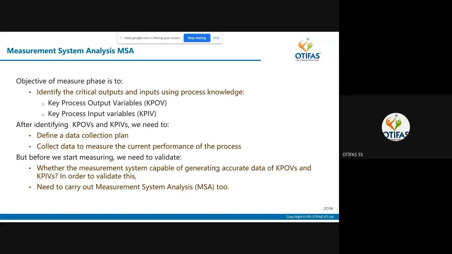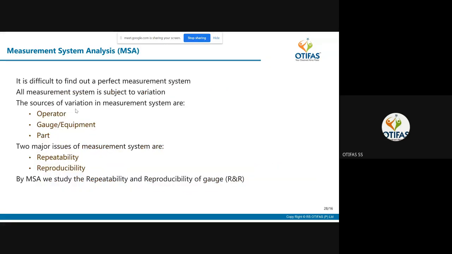So we should know that we can rely on this data. Understood? Now let's see how we are going to do a measurement system. As I said, what are the parts of the measurement system? The operator who is measuring that part, the gauge or equipment used for measurement, and then the part used for measuring. Now there are two major issues of a measurement system. It's called repeatability and reproducibility. Together in MSA, we call it gauge R&R, repeatability and reproducibility.